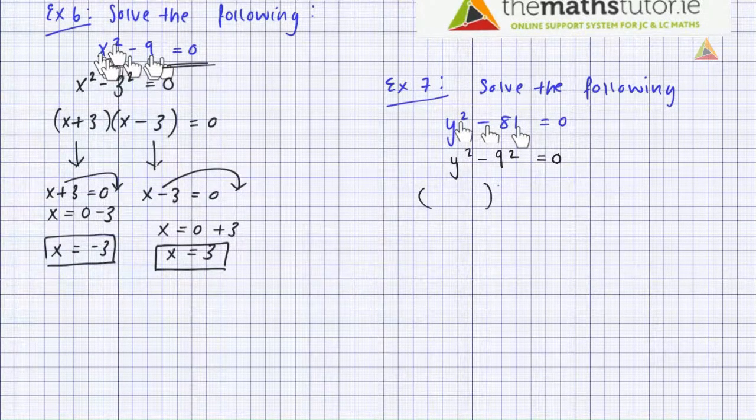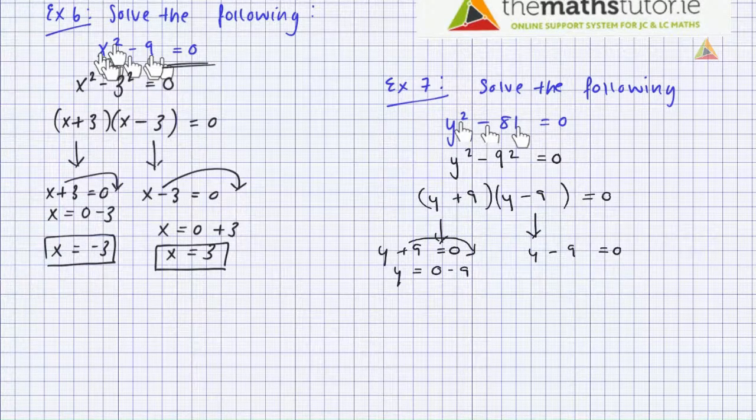We're going to open up our two sets of brackets. We're going to put y in the first, y in the second. We're going to put plus 9 with one and minus 9 with the other and let it equal 0. So then we're going to write down y plus 9 equals 0. And then we're going to write y minus 9 equals 0. So we're going to bring the 9 over here beside the 0. So it's going to become y is equal to 0 minus 9 because it was plus before. So y is equal to minus 9.